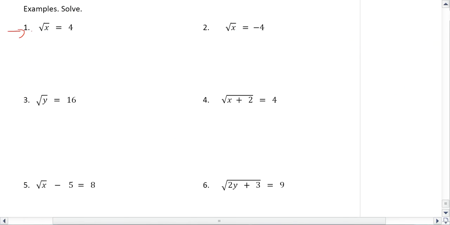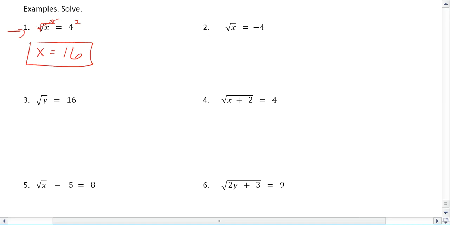Step 1 says isolate the radical. Well, in example 1, it's already isolated. There's nothing in front of it. We're not adding. It's isolated. So then step 2 says we square both sides. And you will notice that this square root sign and this squaring, they undo each other. So this is just x, and 4 squared is 16. So that's your answer.